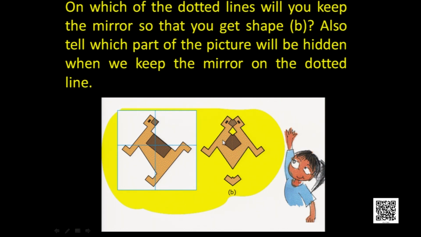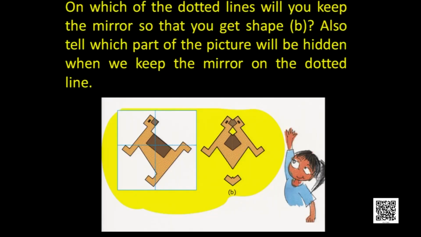Then where do I have to keep the mirror? Now you see this part here. Now this part is coming. Now I am getting a triangular shape, and if I take the image of this triangular shape, then it will be like this. So now definitely if I keep the mirror on this dotted line, I will get the required image. Now also tell which part of the picture will be hidden when you keep the mirror on the dotted line. Definitely the right body part of this picture will be left behind the mirror.